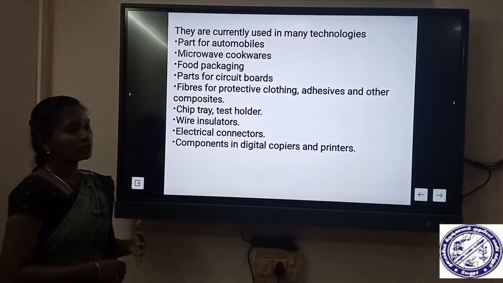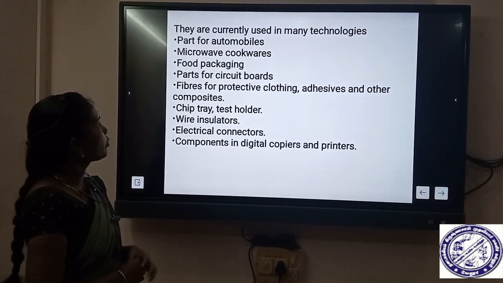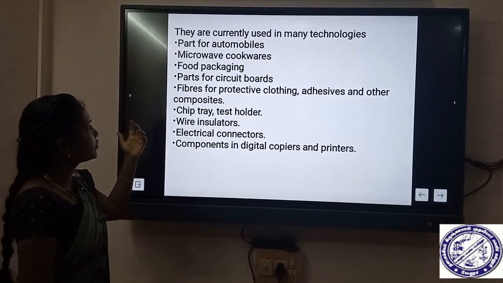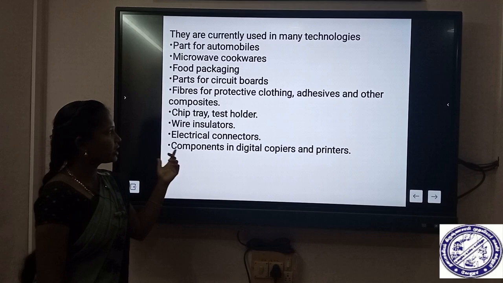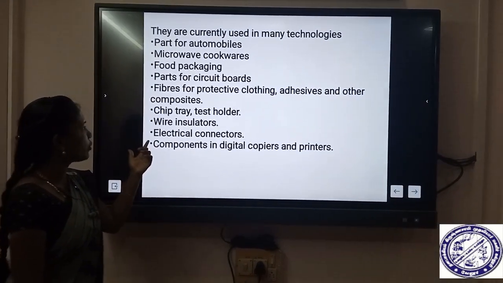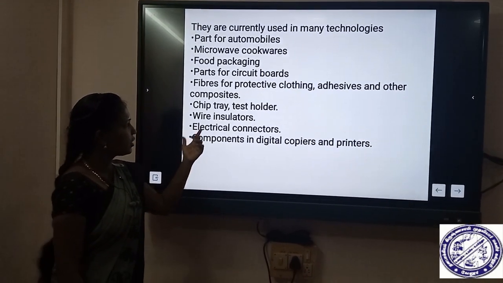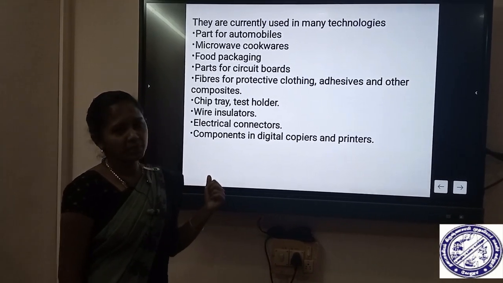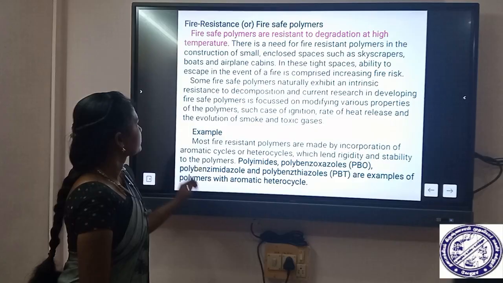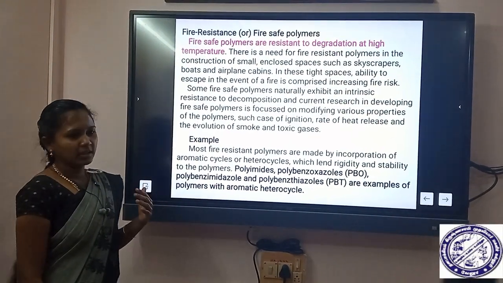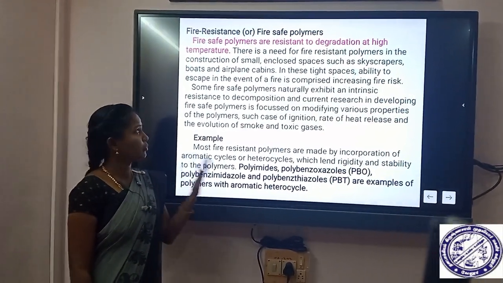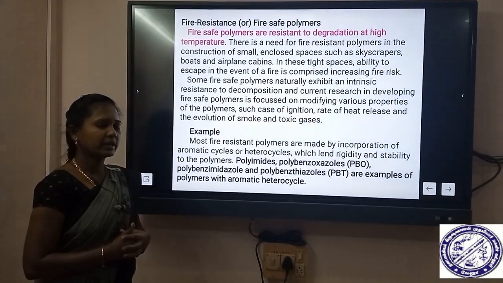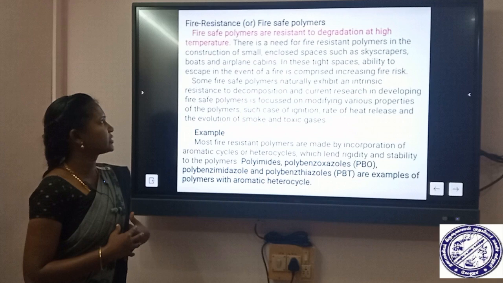So they are currently used in many technologies like parts of automobiles, microwave cookware, food packaging, parts of circuit boards, fibers for protective clothing, adhesives and other composites, chip trays, test holders, wire insulators, electrical connectors, components in digital copiers and printers. Like heat resistant biopolymers, fire resistant biopolymers have large applications in automobiles, aircraft and so on.